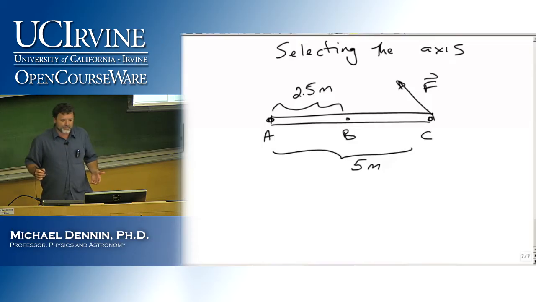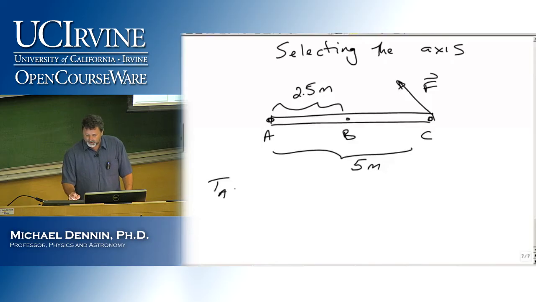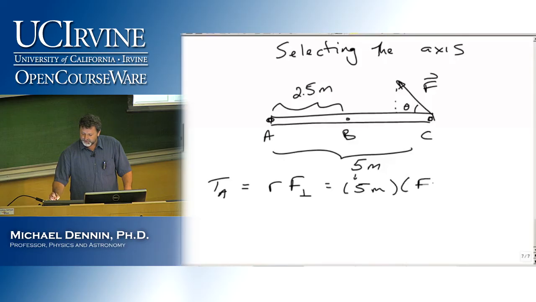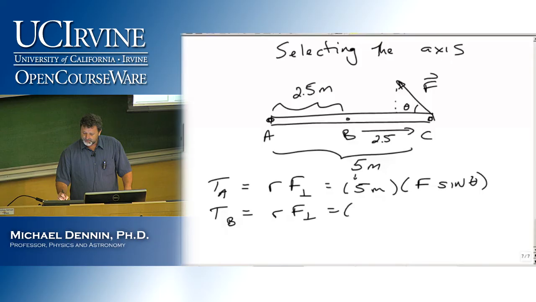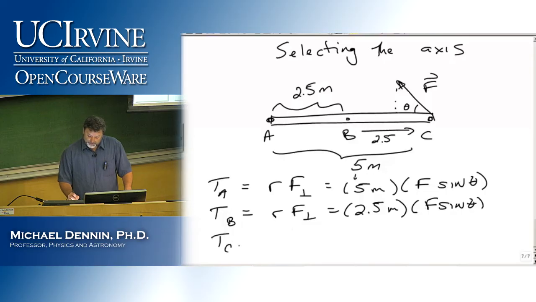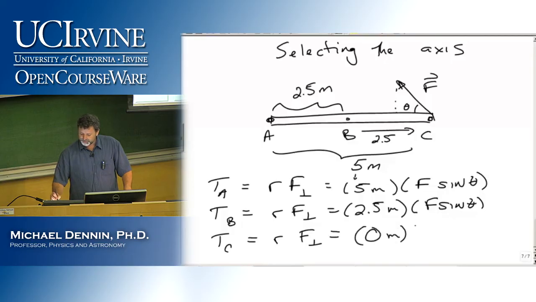I get three completely different answers for the torque, depending on whether I look at the torque about point A, because remember I'm doing r times F perpendicular, so there'll be some angle theta here, and F perpendicular will be F sine theta. And r now is my 5 meters, so I get 5 meters times F sine theta. If I do it about B, now I'm only 2.5 meters away, so my torque is 2.5 meters times F sine theta. And finally, if I do it about C, r is what? 0. And so I would get 0.